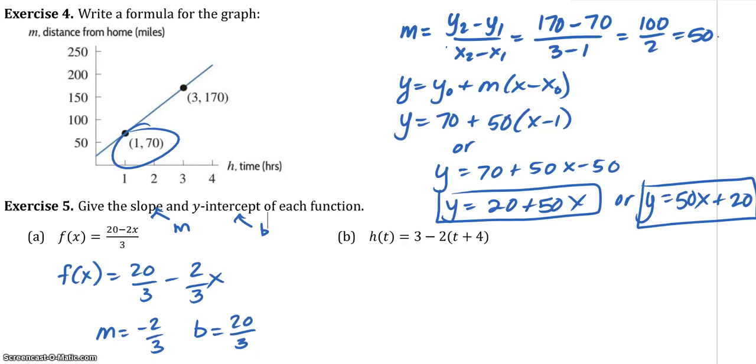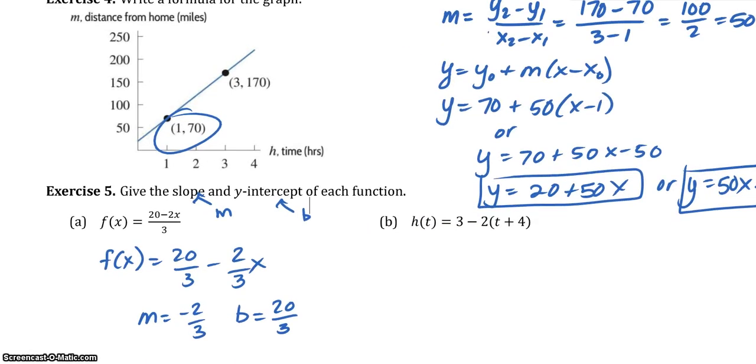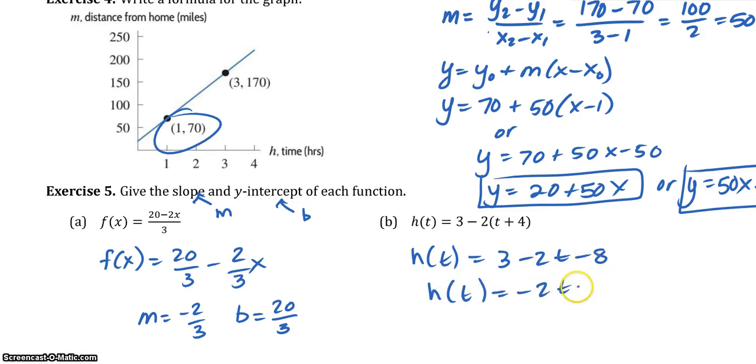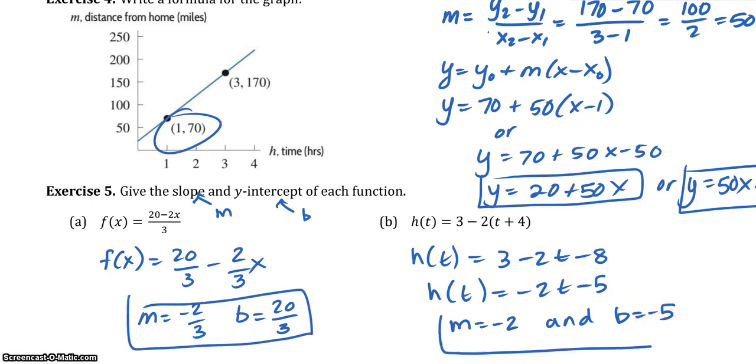For part B, I would distribute that. So I have -2t minus 8, and then I would combine like terms. It doesn't matter if the variable's on the right or the left, the number in front of the variable is always the slope, and the y-intercept is always the constant. That would be the answer to exercise 5. And this concludes section 2.2.